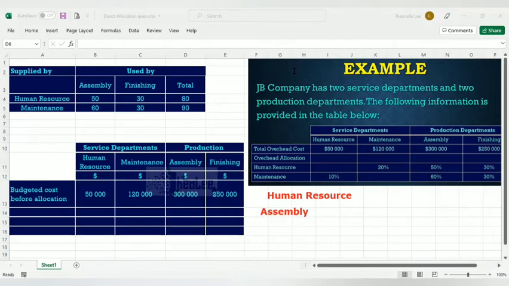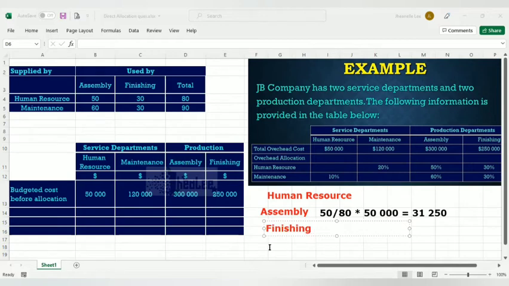Now, we have to go back to the data that we have reassembled in step 1. The assembly department should get 50 out of the total of 80. And we're going to multiply that by the 50,000 to get the actual value that must be allocated to the assembly department. And based on calculation, that is $31,250.